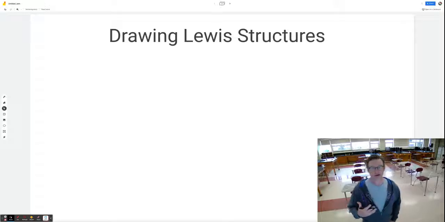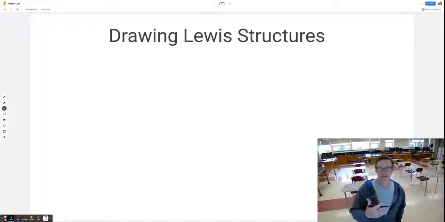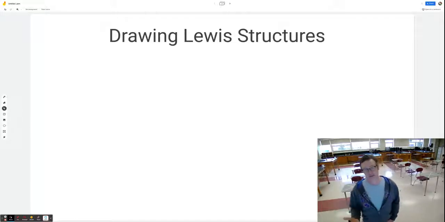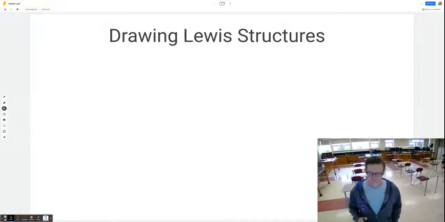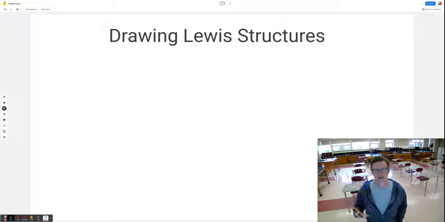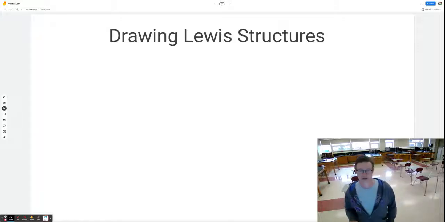And from there, it's a matter of making bonds, filling in the lone pairs, and then sometimes you take lone pairs to make double or triple bonds as needed. So I'm hoping that this will simplify it for you a little bit. Not so much focus on the numbers, but just more of the process. So I'm going to show you the steps, and then I'm going to go through a few examples that have some of the different things that you might encounter.